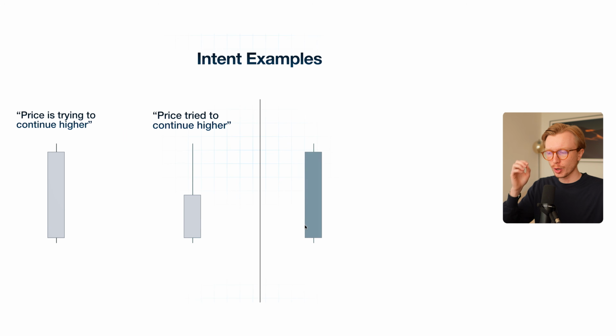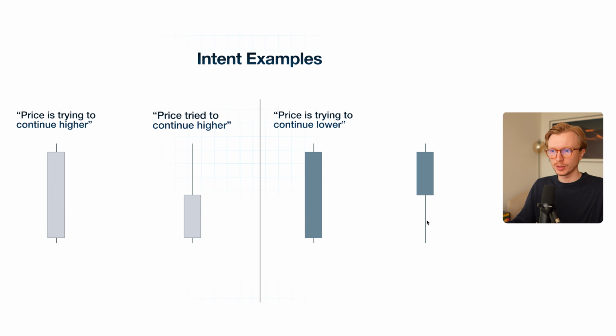So if we move on with a couple of bearish examples, again, just invert this. What is this trying to tell you? Well, price is trying to continue lower. What is this trying to tell you when we have a long wick at the bottom? Well, price was trying to continue lower, but it arguably is somewhat failing right there. So price tried to continue lower with that bottom wick. That's what we're seeing. Now, how inherently is this useful?